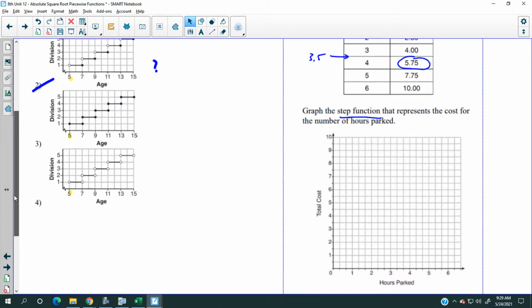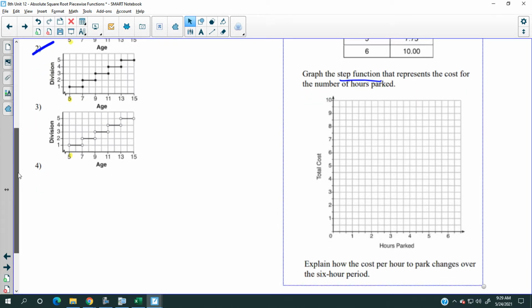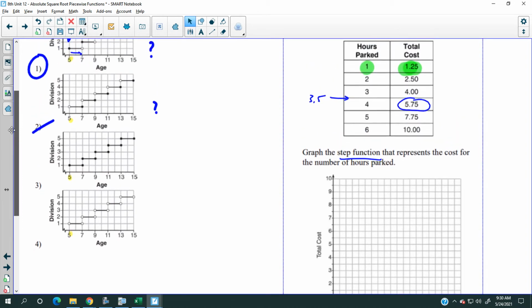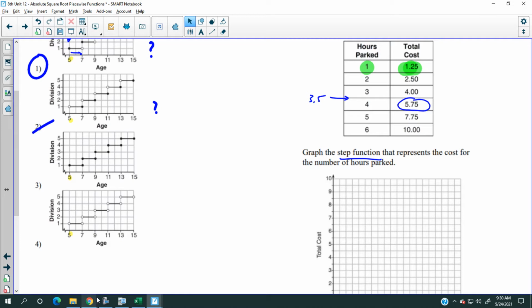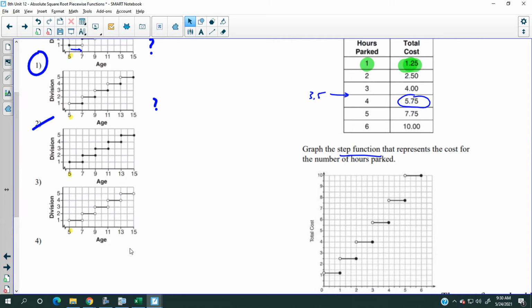Okay, you know what? Here's what you do. Set up its graph using total cost as the y-axis and hours parked as the x-axis. And then let's see what the directions are. Try to graph this right now, and when you come back, I'll have the graph answer key for you. So press pause right now. All right, and we're back. So here's the graph.